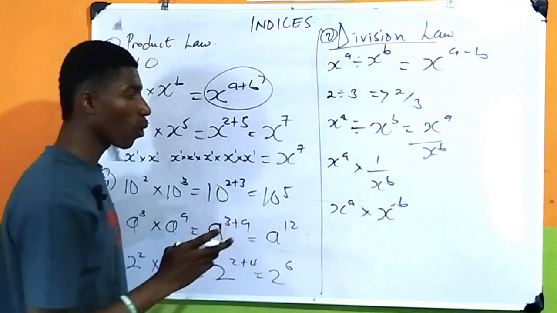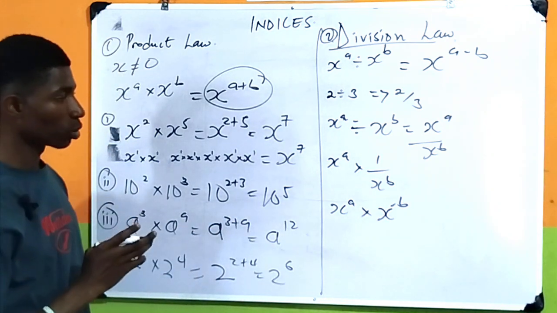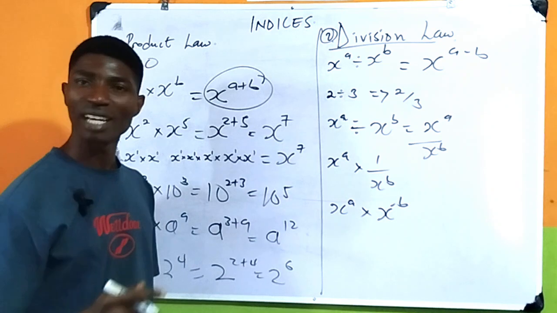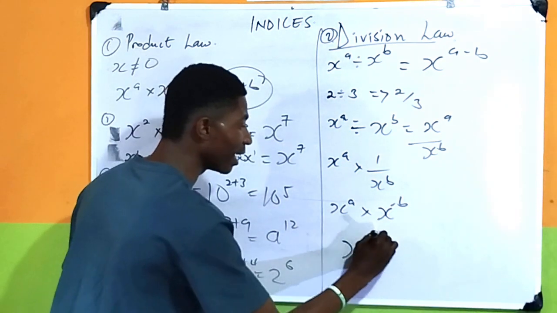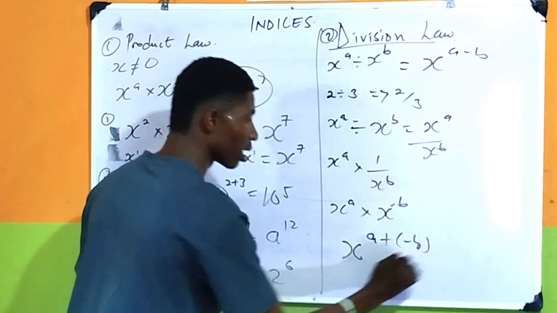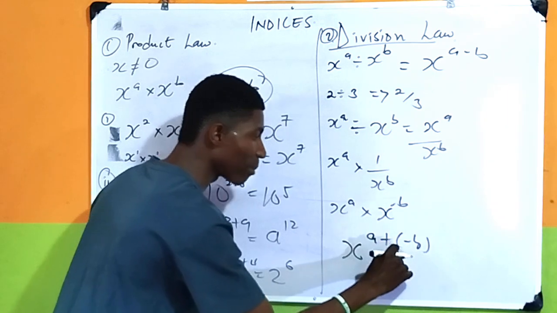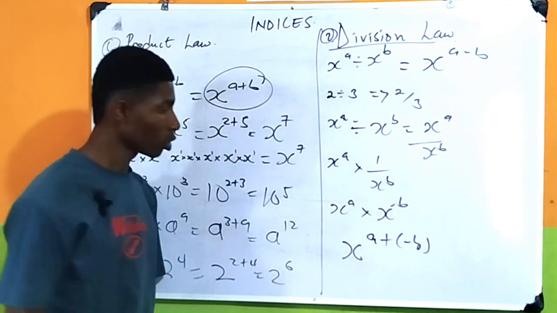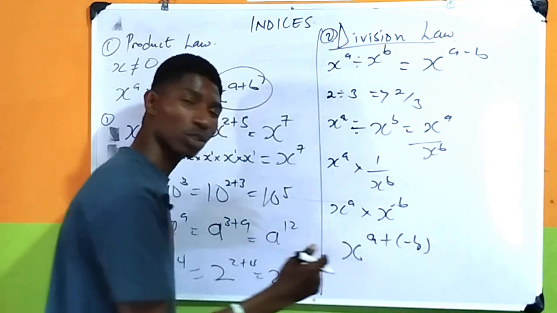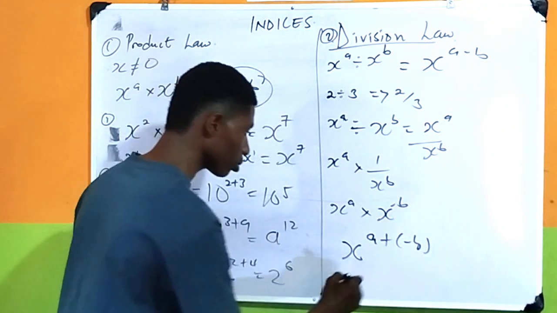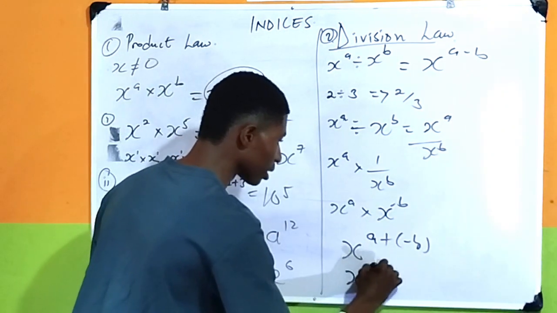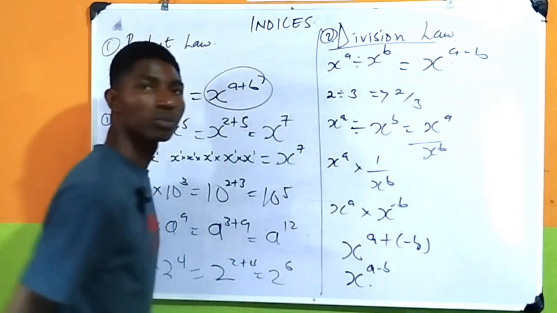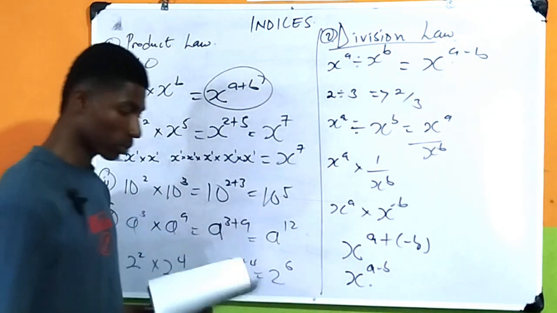Now, applying the law of multiplication, the product law, multiplying similar bases, we add their exponents. So x power a plus minus b, and plus times minus. According to BODMAS, bracket is multiplication. So plus times minus is what? It's minus. So I have what? X power a minus b, which is equal to this. Now let's take our examples.